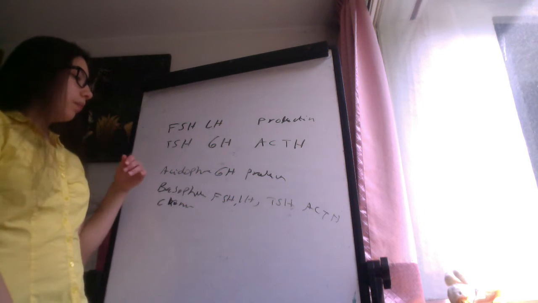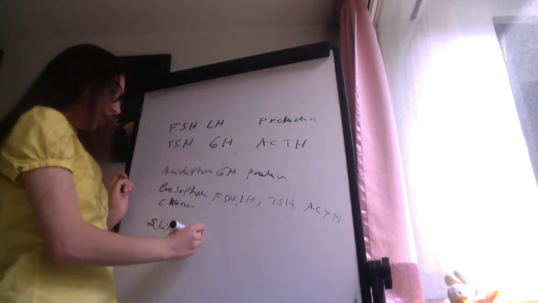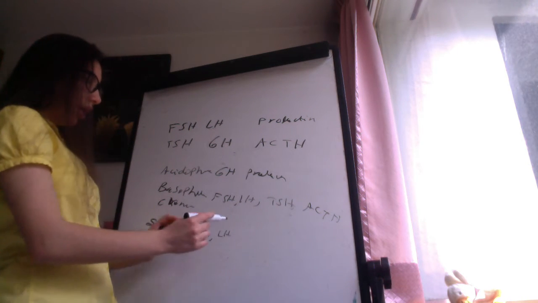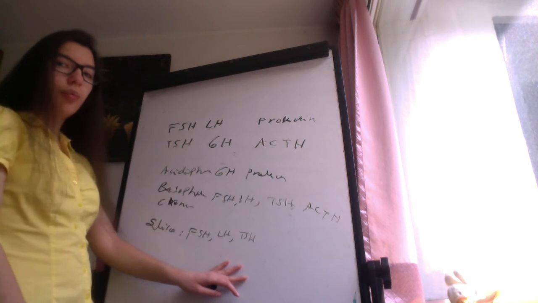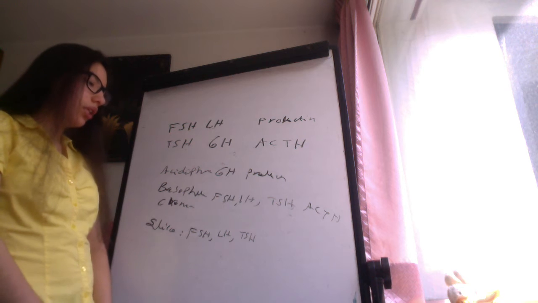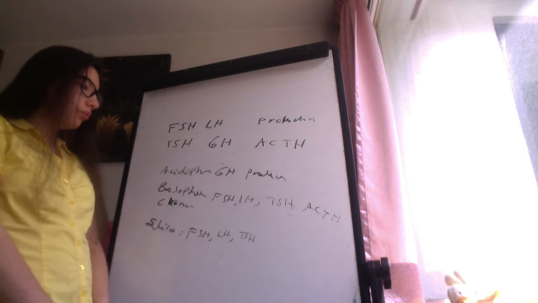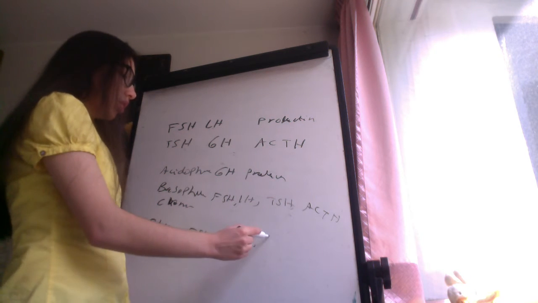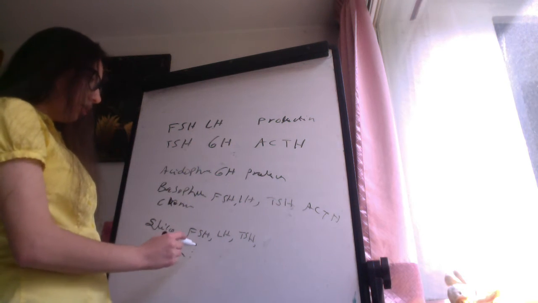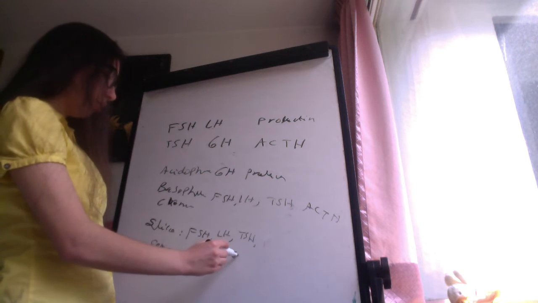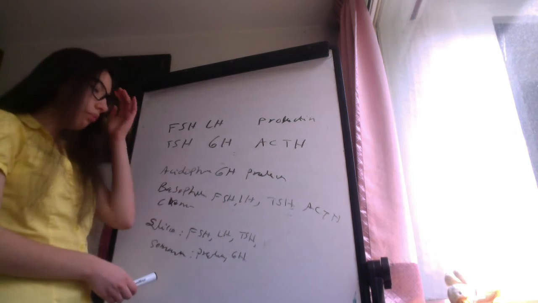Alright, now the glycoproteins are FSH, LH, and TSH. These are the glycoproteins, and they have the beta subunit. The alpha subunit is the same. The beta subunit is a little bit different. Now the somatomammotropin hormones are prolactin and growth hormone. These came from the same cytokine family.